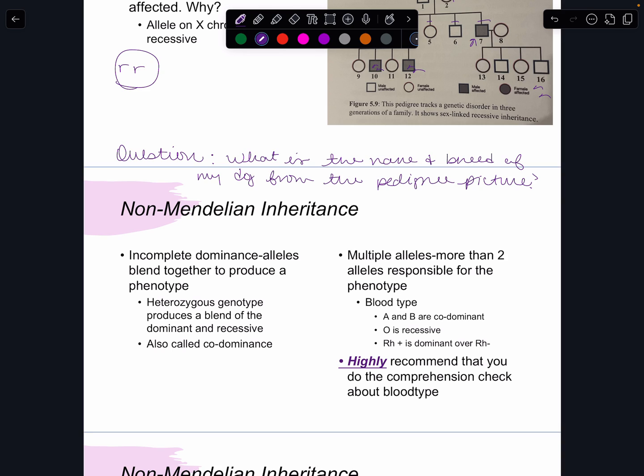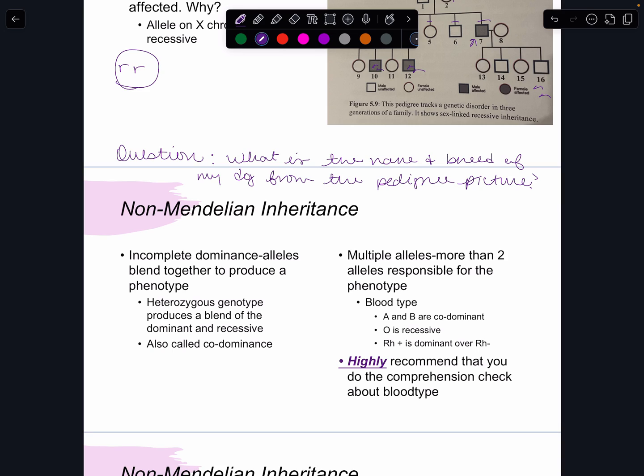So you have this incomplete dominance. The alleles blend together to produce the phenotype. And so you'll get somewhere in the range between the red and the white, in this case pink. This can also be called codominance. And then there is another exception to Mendelian inheritance, which is that there are multiple alleles that are responsible for producing the phenotype.